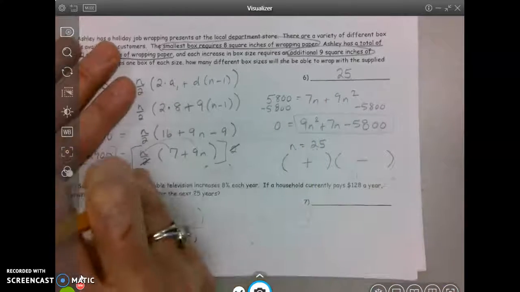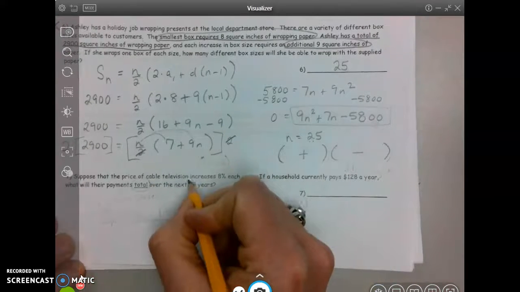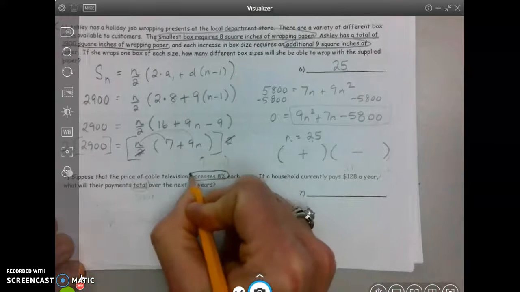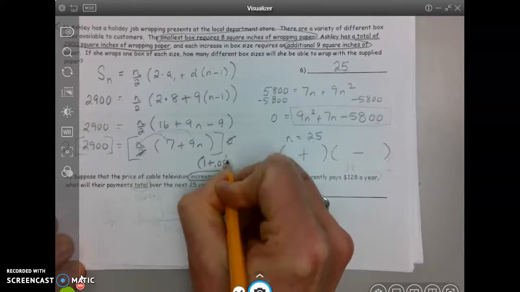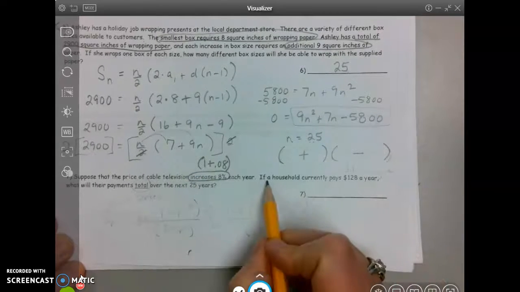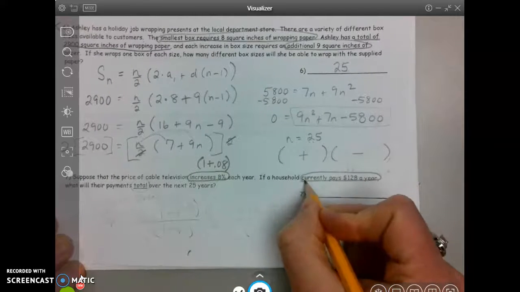All right, let's go to number 7. Suppose that the price of cable television increases 8% each year. So that's going to be 1 plus 0.08. If a household currently pays $128 a year.